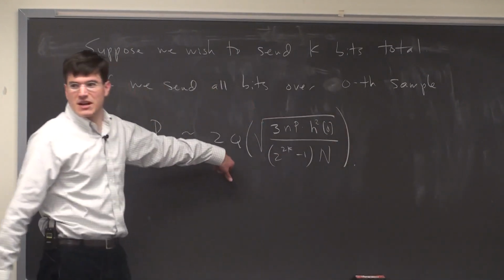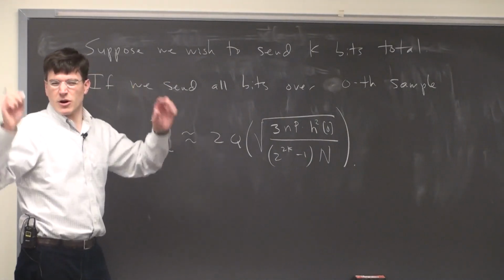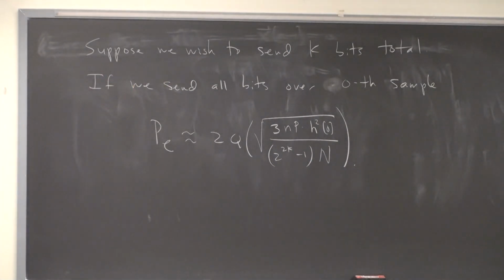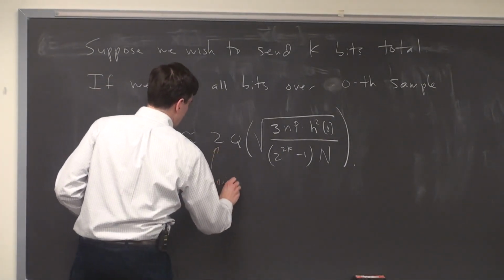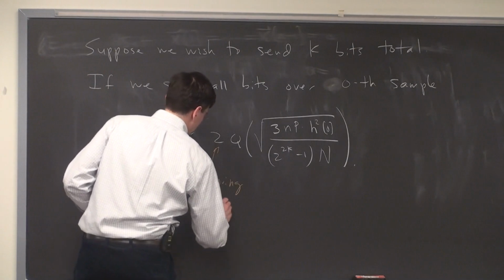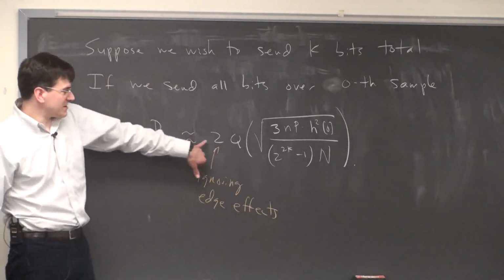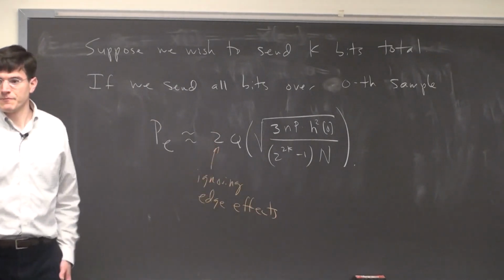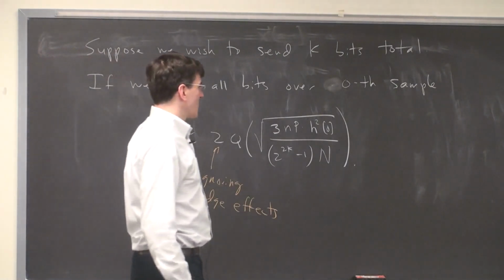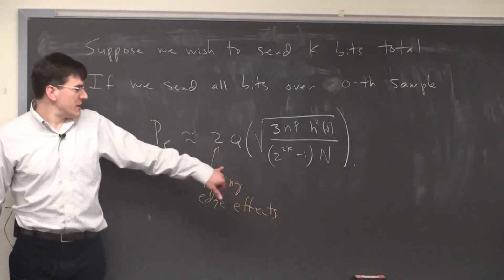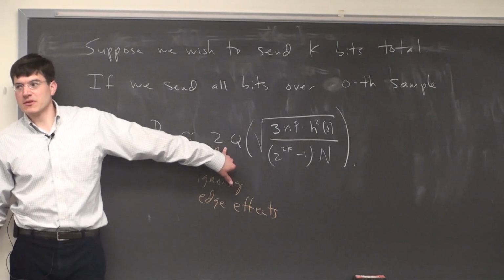I put approximate because this assumes that all the points are internal. We're ignoring the slightly lower error probability at the edges of the constellation, ignoring edge effects by putting 2 there. In general, the probability is going to be slightly lower than 2. So we can write down the error probability, or a close approximation to it, if we send k bits over the 0th sample.